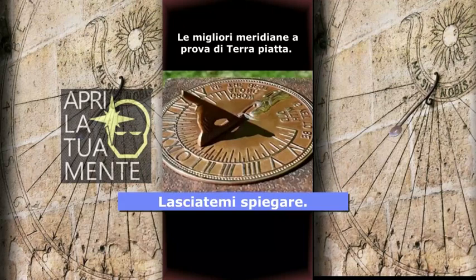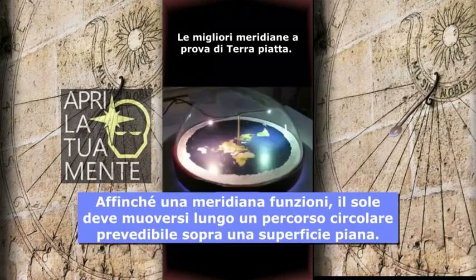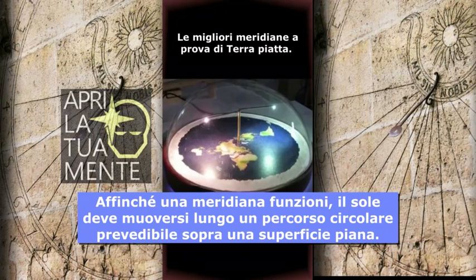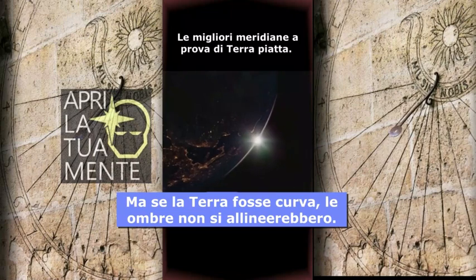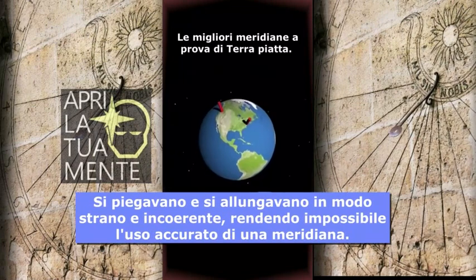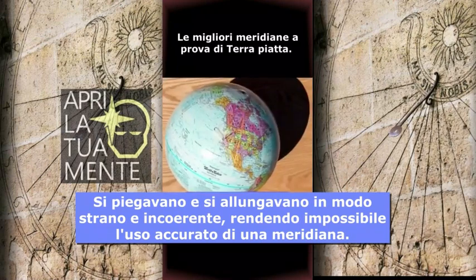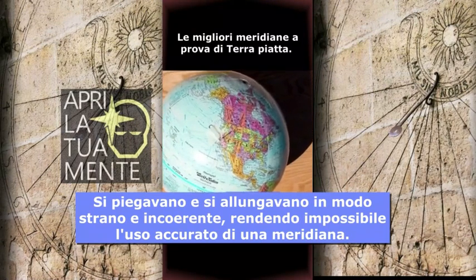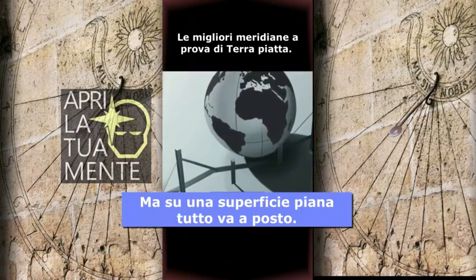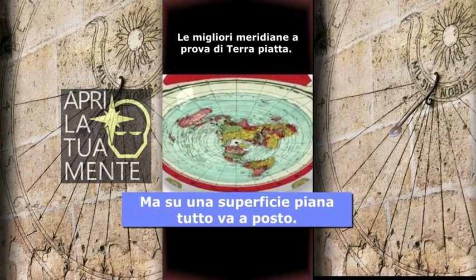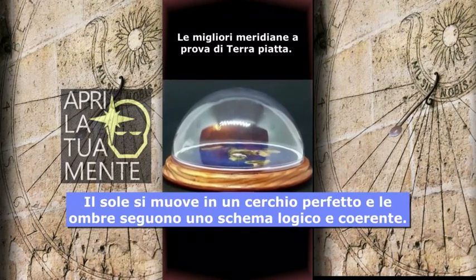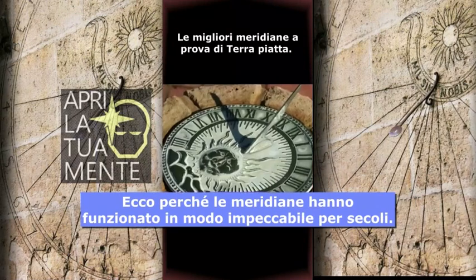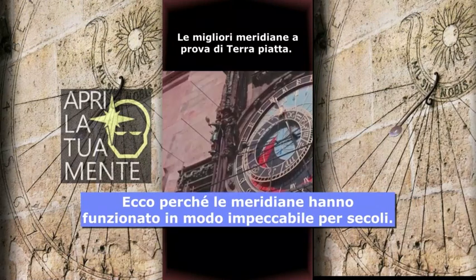Let me explain. For a sundial to function, the sun has to move in a predictable circular path above a flat plane. But if the Earth were curved, the shadows wouldn't align. They would bend and stretch in strange, inconsistent ways, therefore, making it impossible to use a sundial accurately. But on a flat plane, everything clicks into place. The sun moves in a perfect circle and the shadows follow a logical, consistent pattern. That's why sundials have worked seamlessly for centuries.